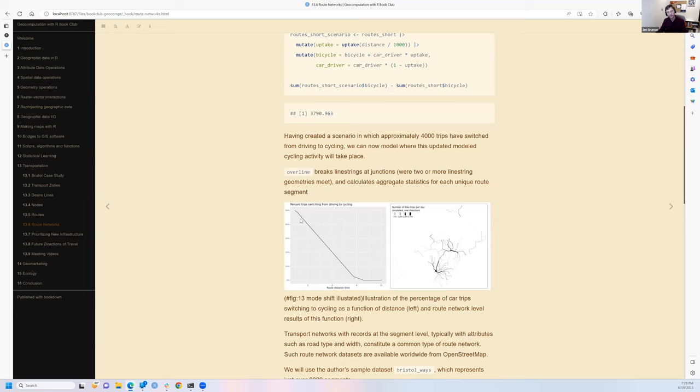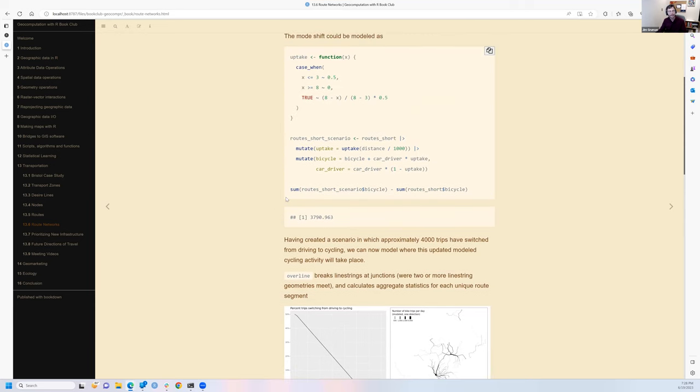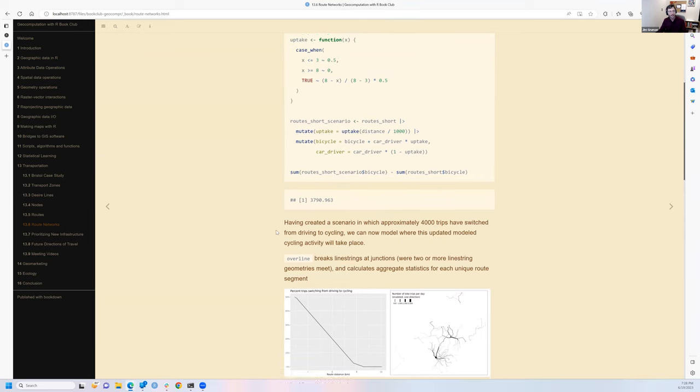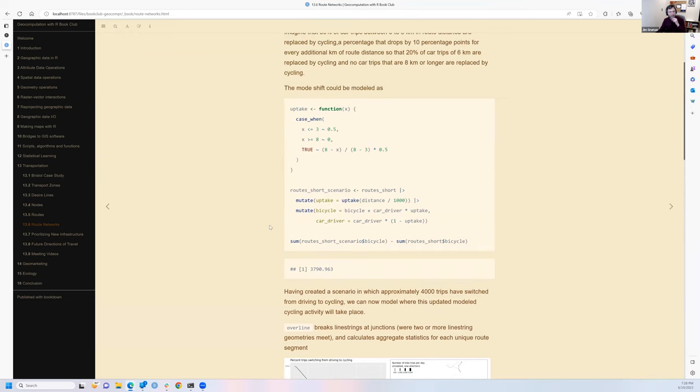In fact, this is a nice graphic of the function we just described. And let me think about this graph. How was it made?